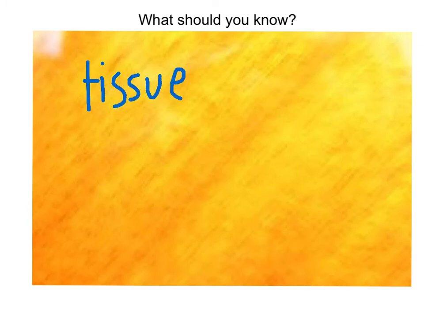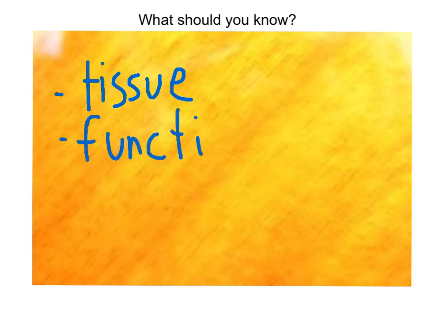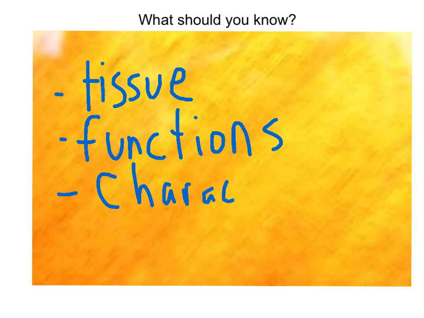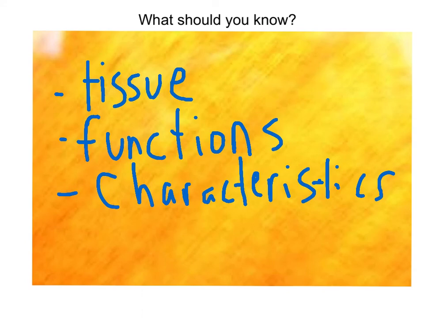So what should you know now about the muscular system? Well, the first thing you should know is the three types of tissue that it is composed of: cardiac, skeletal, and smooth. You should also know the three functions of the muscular system: movement, posture, and heat production. And then you should also know the four characteristics that muscles have in order to complete those functions.